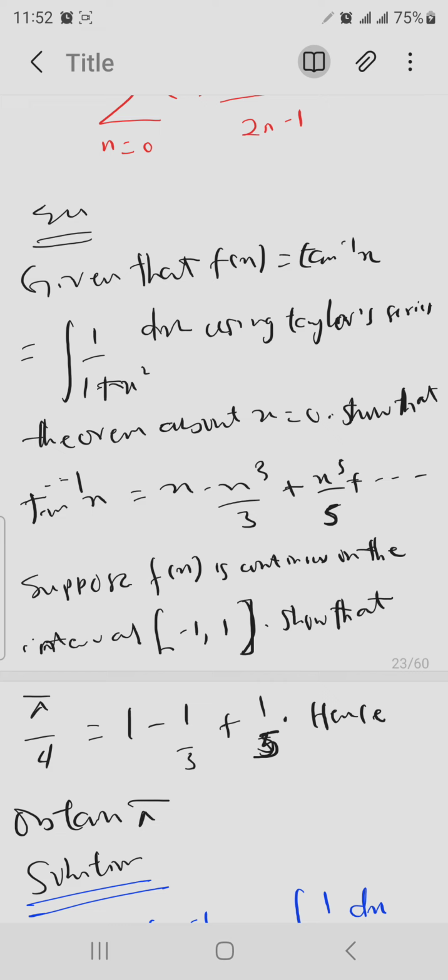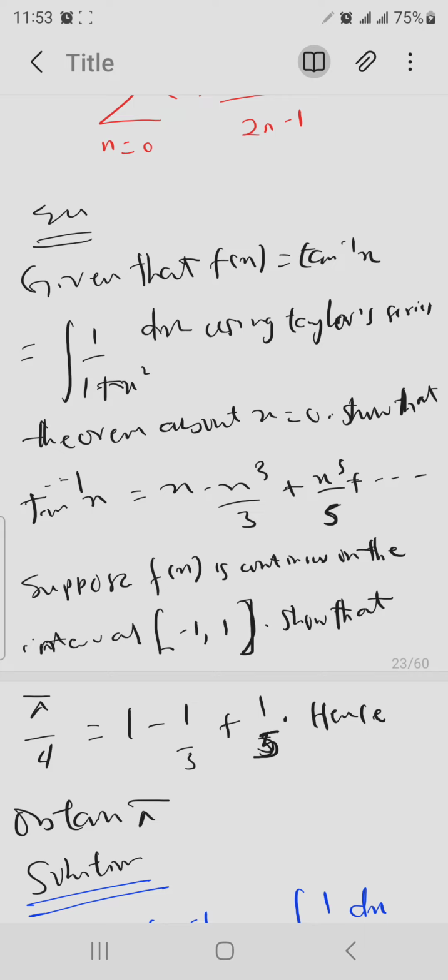Now, they say that we should show that tan inverse of x equals x minus x cubed over 3 plus x to the 5 over 5 plus dot dot dot. Suppose that f of x is continuous on the interval minus 1 to 1. Then show that pi over 4 equals 1 minus 1 over 3 plus 1 over 5, and hence calculate pi.